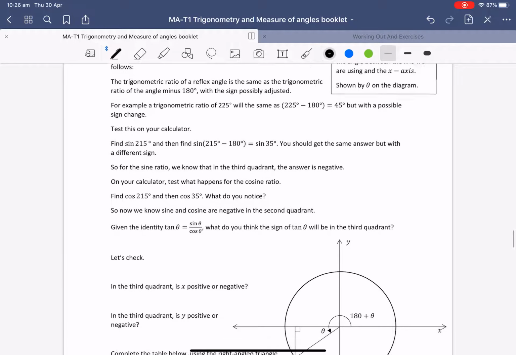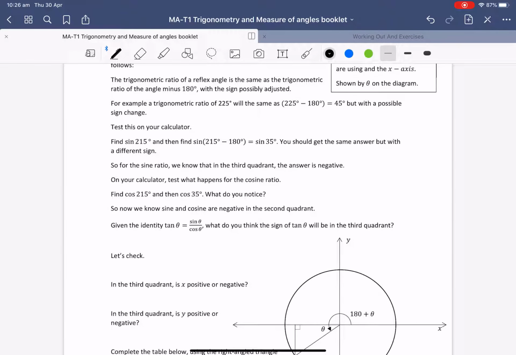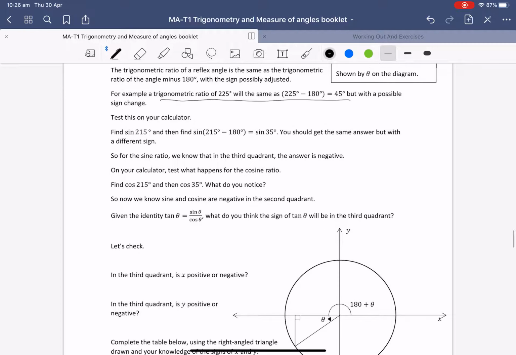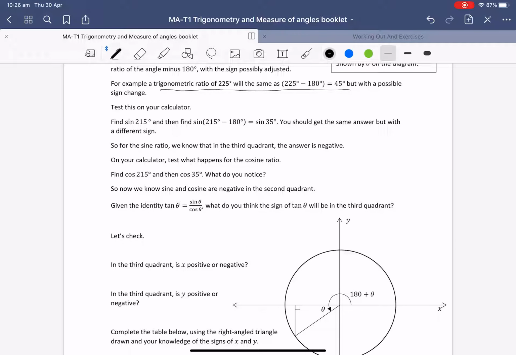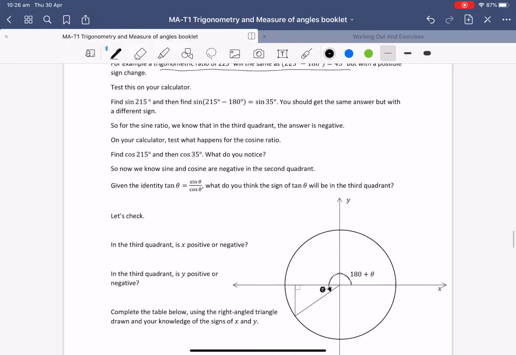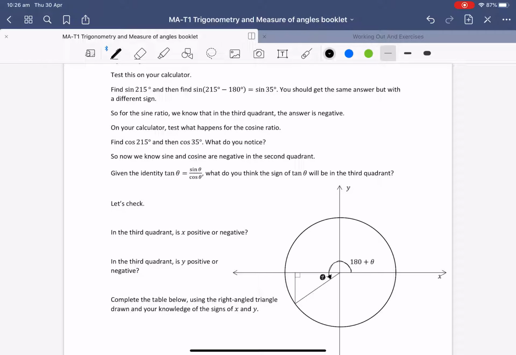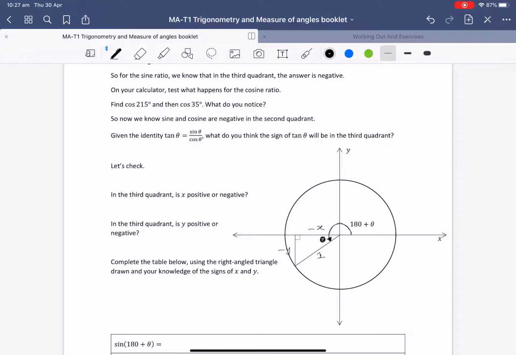Let's have a look at the third quadrant. In this one, we do 180 plus theta. So in this case, we look at what angle I need to add. This whole angle, say for example, is 225. We're just going to be doing the same as whatever I've needed to add to 180. So again, x is negative, but this time y is negative as well, and 1 is still positive.